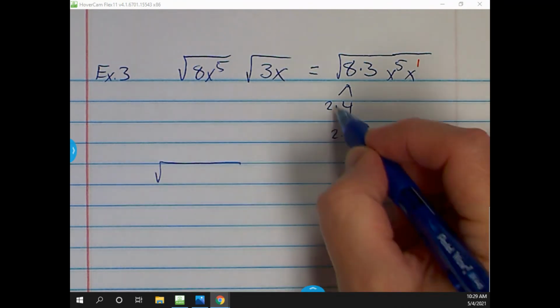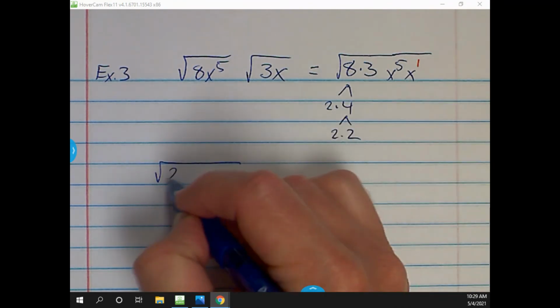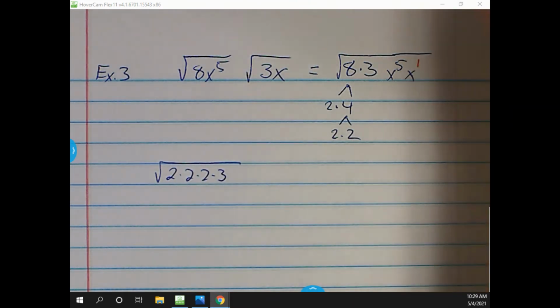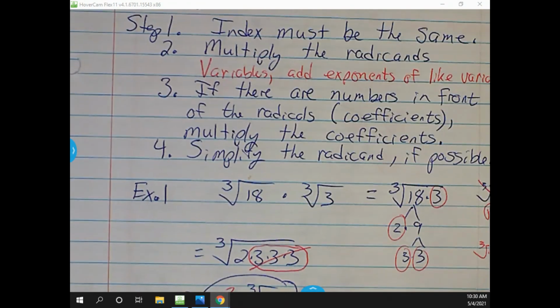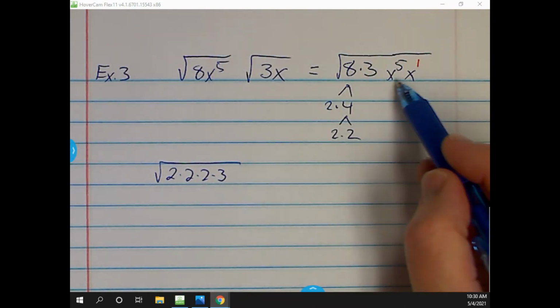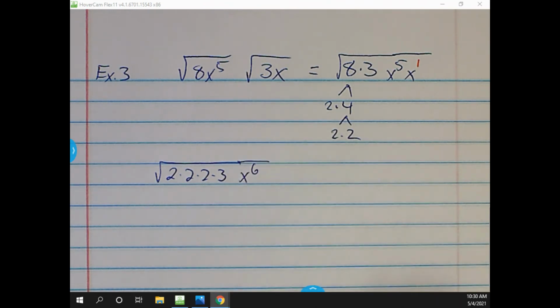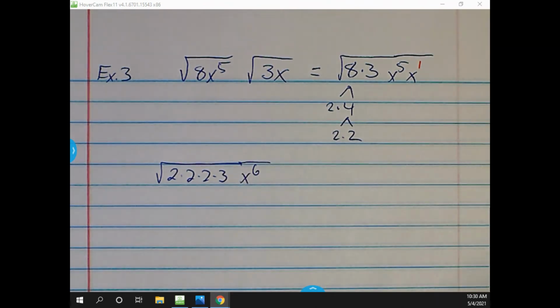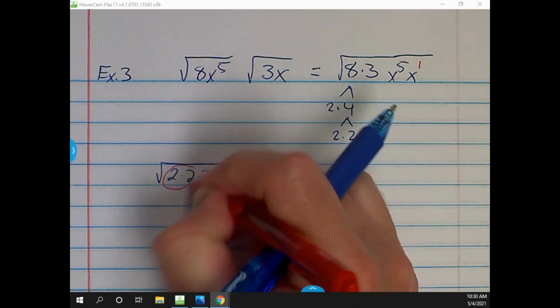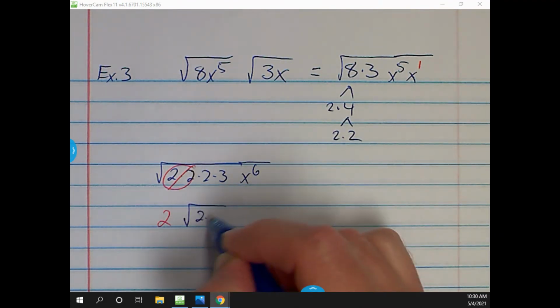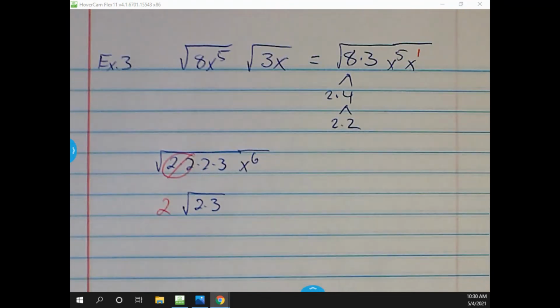So if we break it down, we've got 2 times 2 times 2 times 3. And with the x's, what we said to do back here was with the variables, we're going to add the exponents of the like terms. So we've got x to the 5th and x to the 1st. So go ahead and add those two together and make it x to the 6th. Okay, and then you can start looking for the exit buddies, breaking things down. You got a pair of 2s, so that 2 will go out. The 2 times 3 won't go out because there's not a pair of 2s and there's not a pair of 3s anymore. So they'll stay separate on the inside.